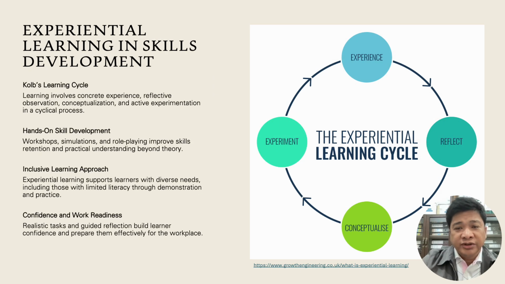Experiential learning is a foundational strategy in TVET because it aligns closely with how vocational skills are acquired and transferred to the workplace. David Kolb's experiential learning theory describes learning as a cyclical process involving concrete experience, reflective observation, abstract conceptualization, and active experimentation. In TVET, the cycle is evident when learners perform a task, reflect on their performance, understand underlying principles, and apply improvements.